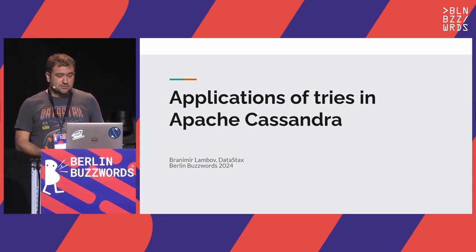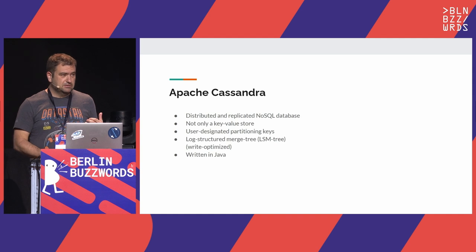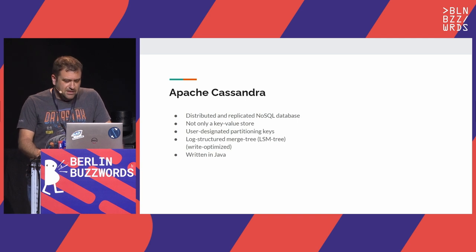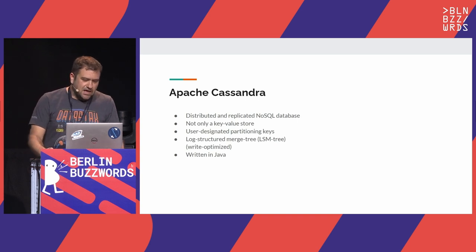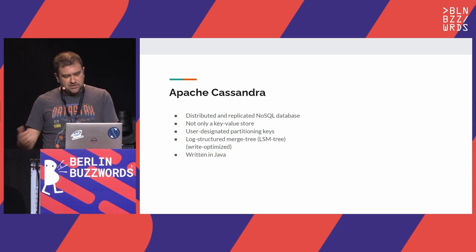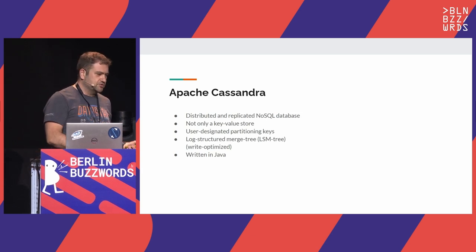This talk is about Apache Cassandra, which has got its name as a database of last resort, which means that most of the people come to Cassandra after they've tried everything else and it's failed. Cassandra works in these cases. It's a NoSQL database, distributed, replicated. It can be a key value store, but it can be more than a key value store.